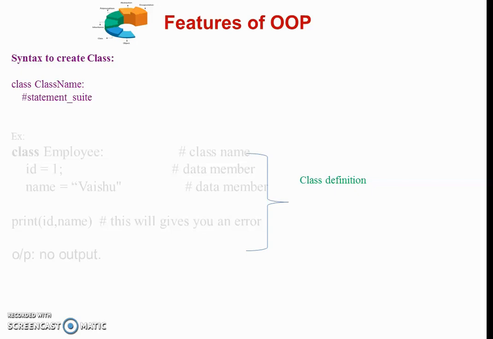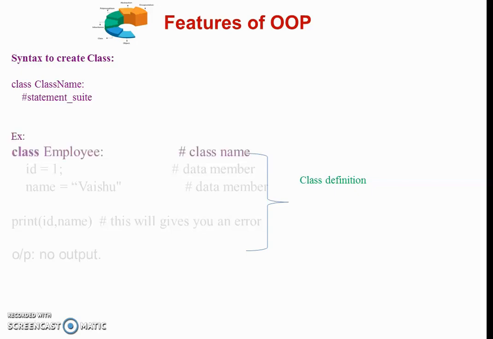Note that when a class definition is entered, a new namespace is created and used as the local scope. Therefore, all the assignments to local variables go into the new namespace. A class creates a new local namespace where all its attributes are defined. So let's see an example of a class.